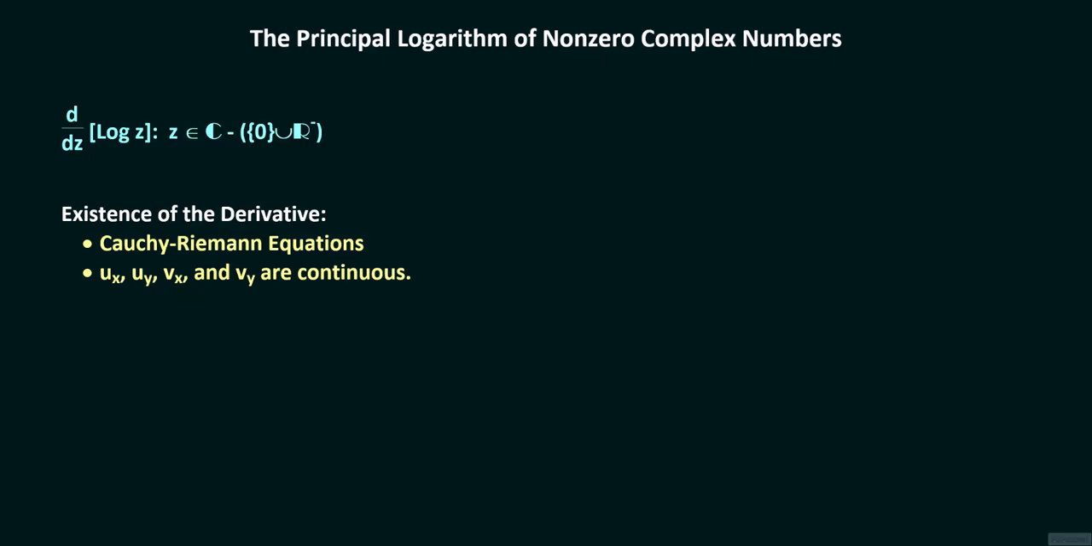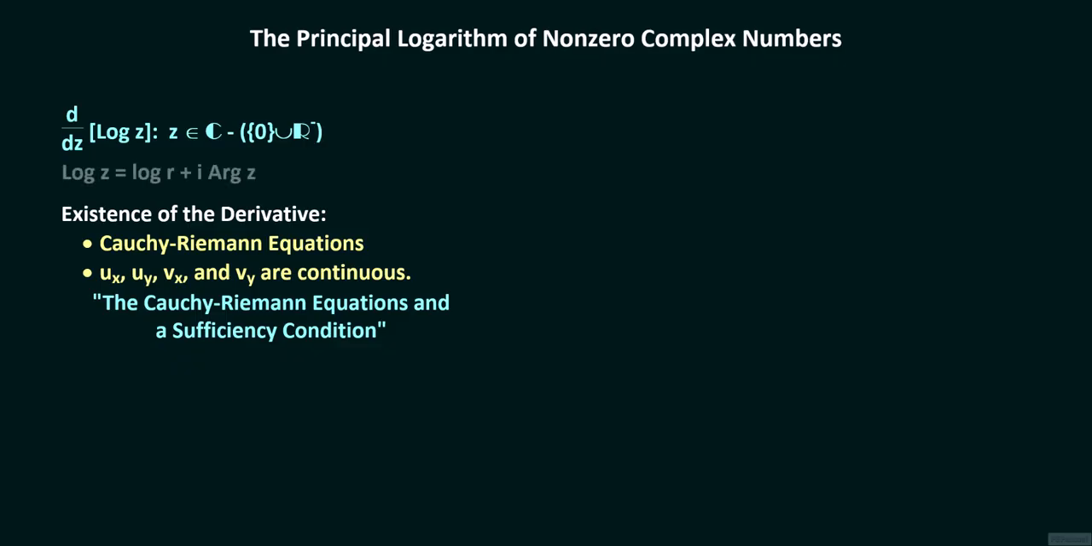We had provided a proof of the well-known fact in the video, the Cauchy-Riemann equations and a sufficiency condition, that these two conditions together suffice to guarantee the existence of the derivative of a function. We are providing the link of this video in the description of this lecture. Let the principal logarithm function be equal to u of x,y plus i times v of x,y, where u and v are real valued functions. u must be equal to log r, or to log the square root of x squared plus y squared. And v must be equal to the principal argument of z.